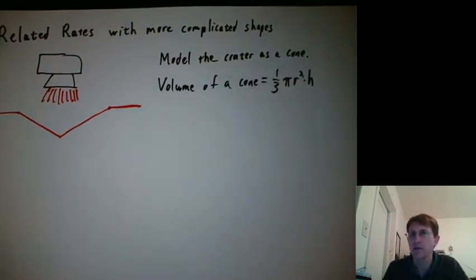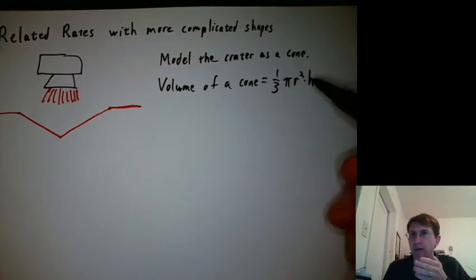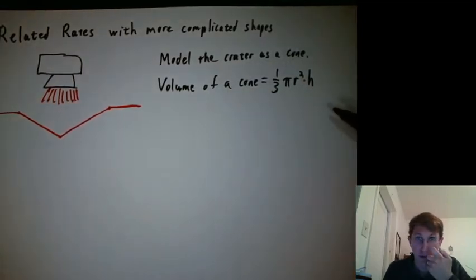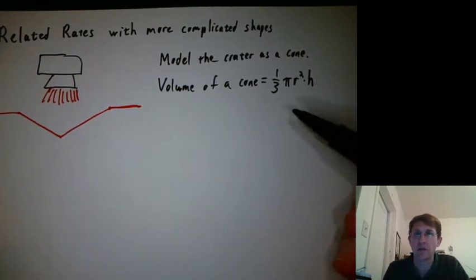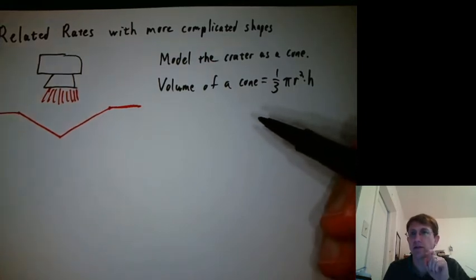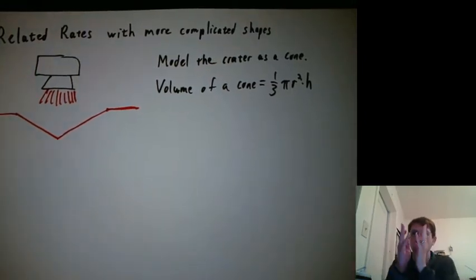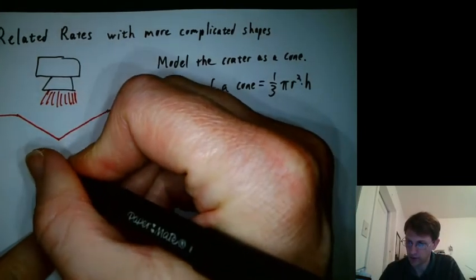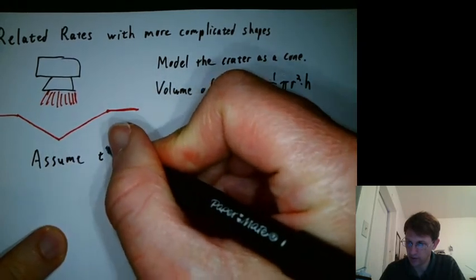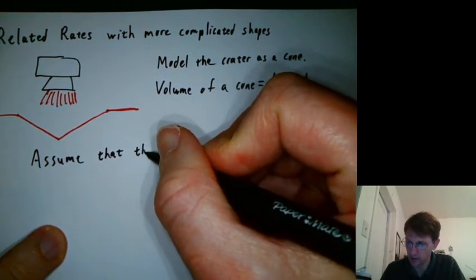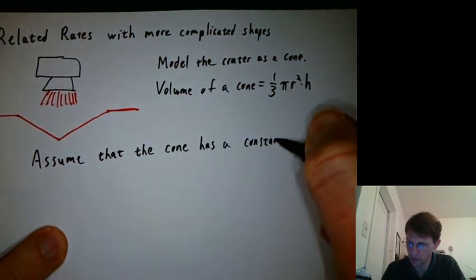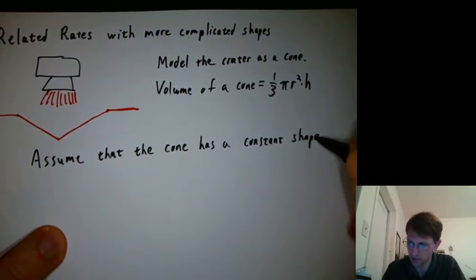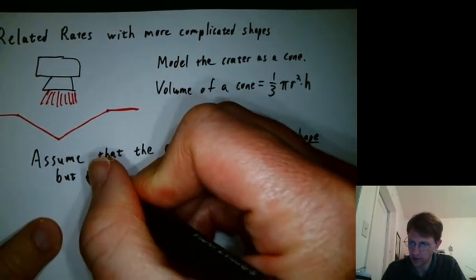In related rates problems, we usually only like to have one variable on this side and one variable on that side. Not always, but especially for shape problems, that makes life easier. So what we often do is assume that the cone has a constant shape, a constant broadness or narrowness, even if the overall size gets bigger or smaller. So let's write that here. Assume that the cone has a constant shape, but not size.